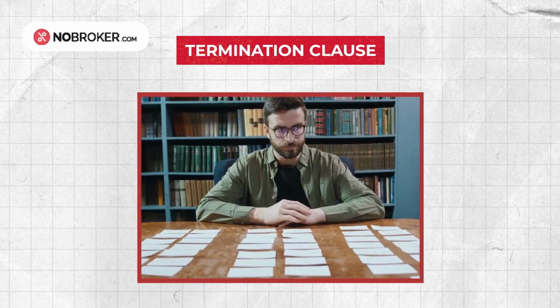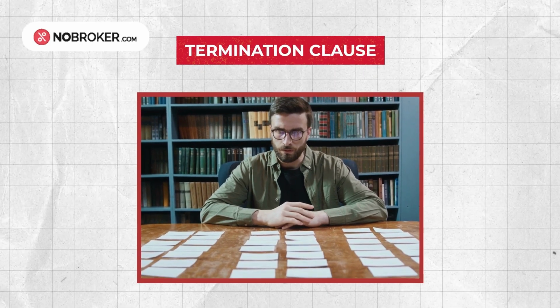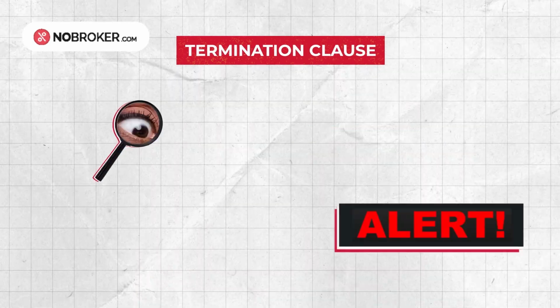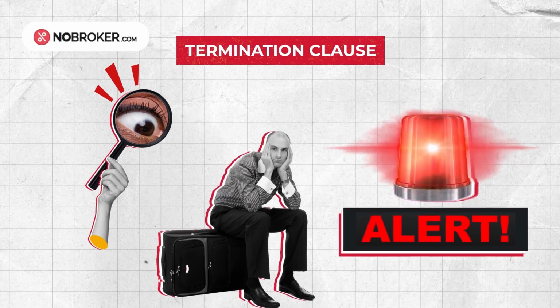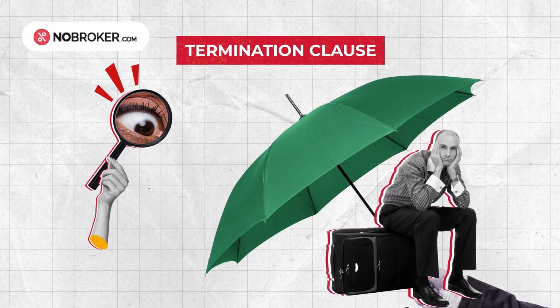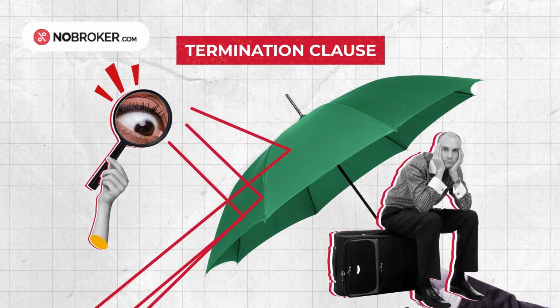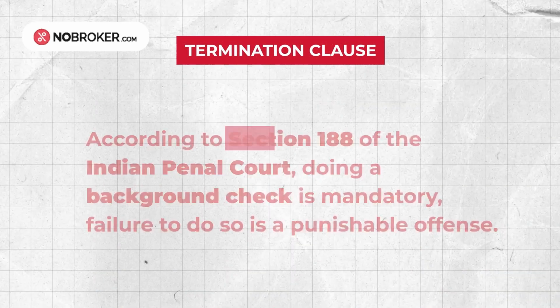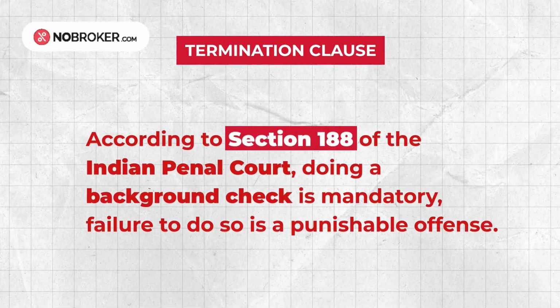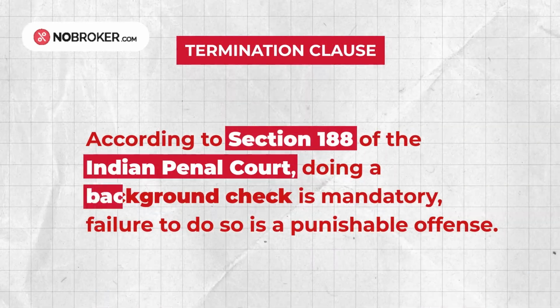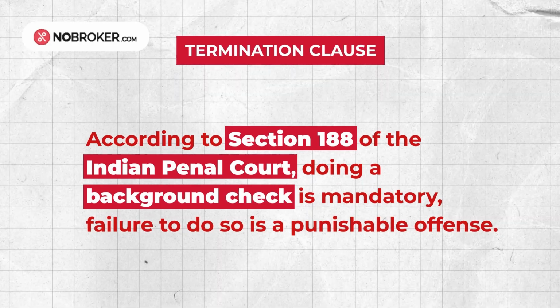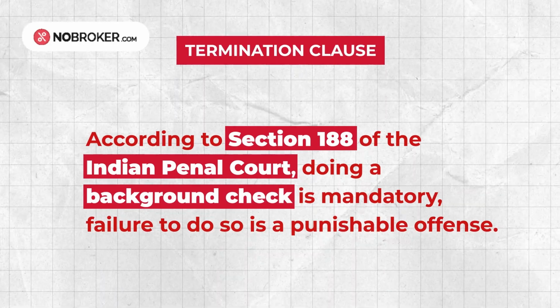One more crucial element of any rental agreement that you may not know about is the police verification of the tenant. This is an important step that needs to be done to ensure the safety of your property. According to Section 188 of the Indian Penal Code, doing a background check is mandatory. Failure to do so is a punishable offense.